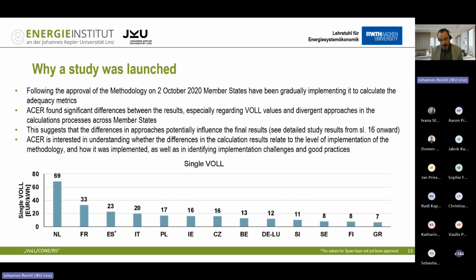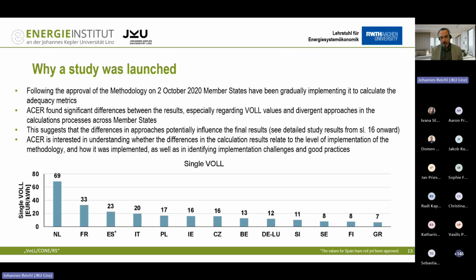Now, we have launched this study for a very specific reason. After 2020, when the methodology of ACER was approved, obliged countries were gradually implementing the methodology. ACER found in their investigation of the incoming reports that there are differences between the countries that are not always explained by the different economic structures of the countries, but that raised some doubt whether the methodology or its application and implementation may have played a significant role in what we see. And so ACER finally decided to contract an outside organization to have a thorough investigation of what might be the reasons for the deviations seen, to what extent they are justified, and how we can achieve in the future an even better comparability of the results.